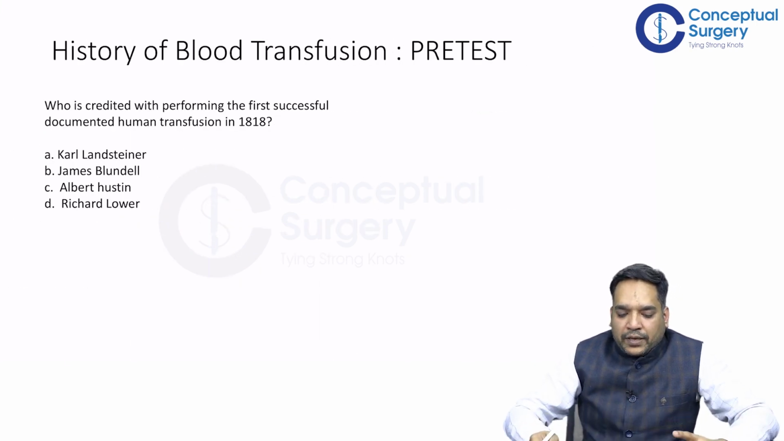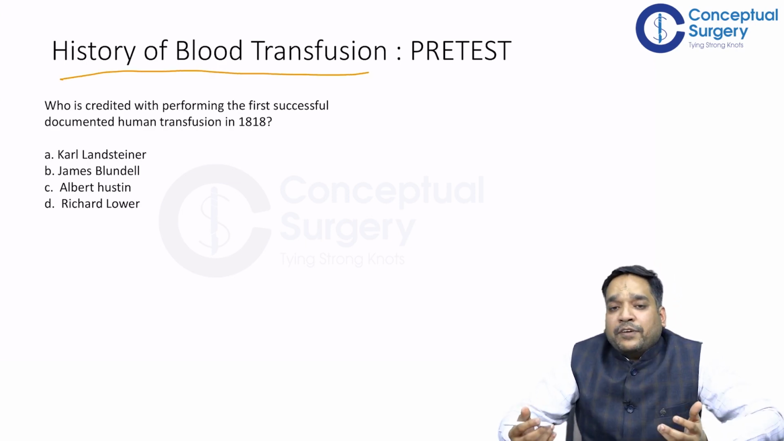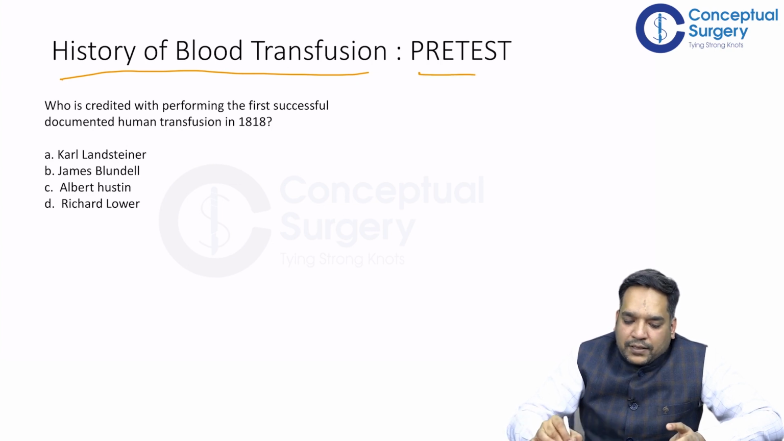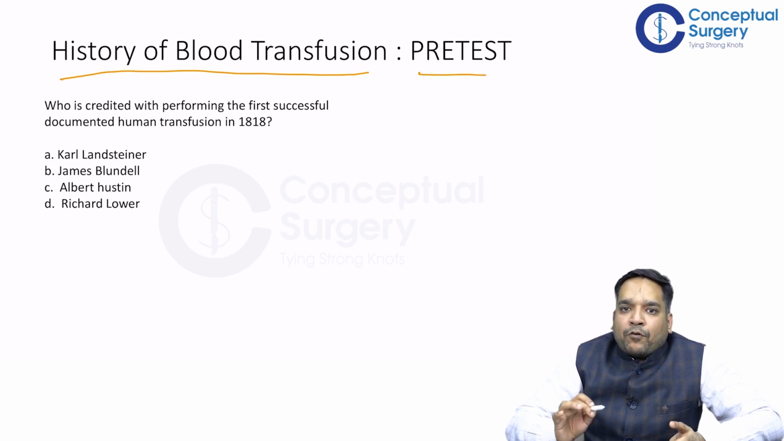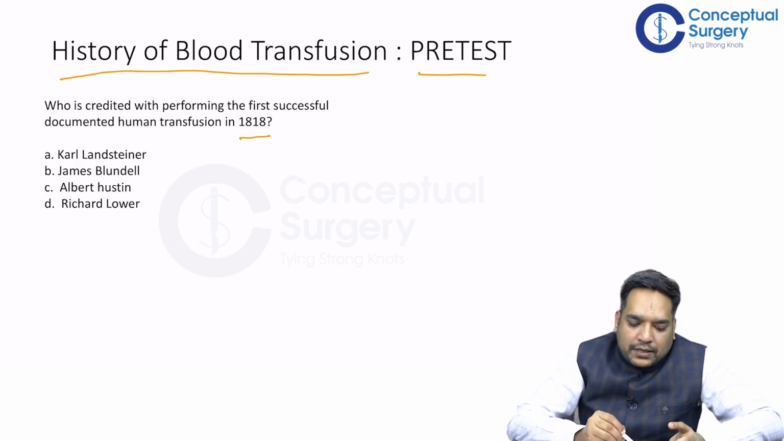The first topic is the history of blood transfusion, right? Blood transfusion has a very rich history. There were a lot of famous personalities and scientists who played an important part in the development of safe blood transfusion, right? So here the question of the pretest is, who is credited with performing the first successful documented human transfusion in 1818? The first transfusion was done around 200 years back. The choices are Carl Landsteiner, James Blundell, Albert Hussein, Richard Lower.